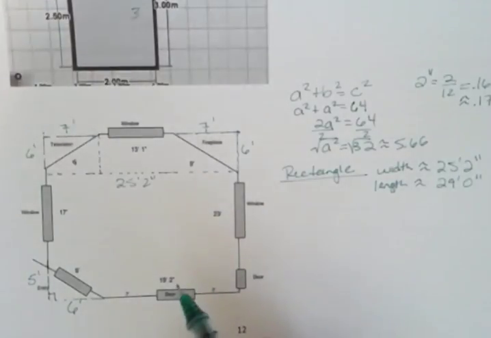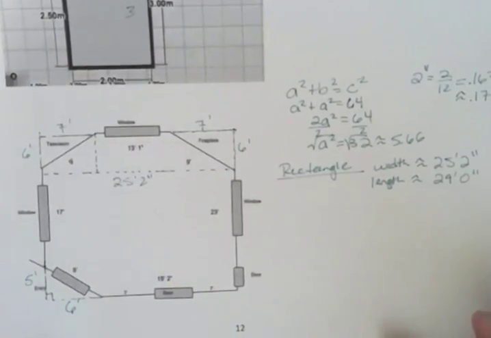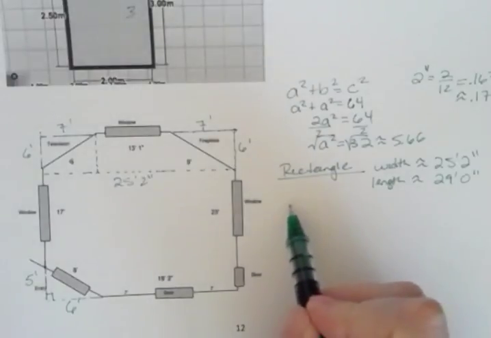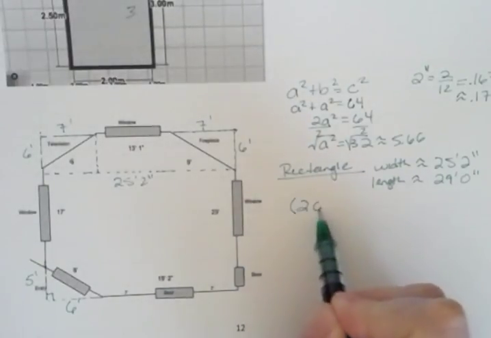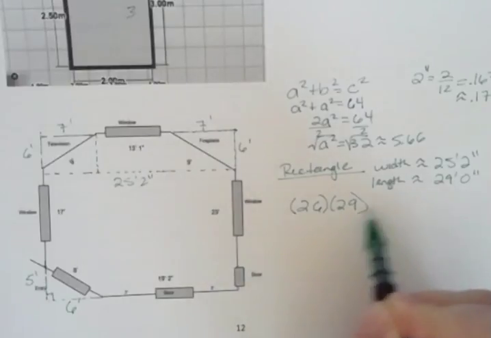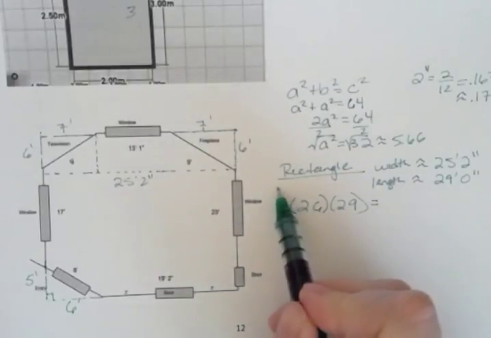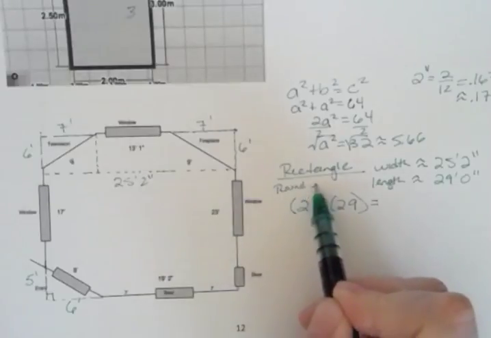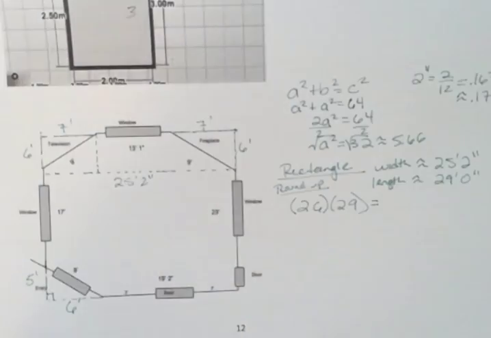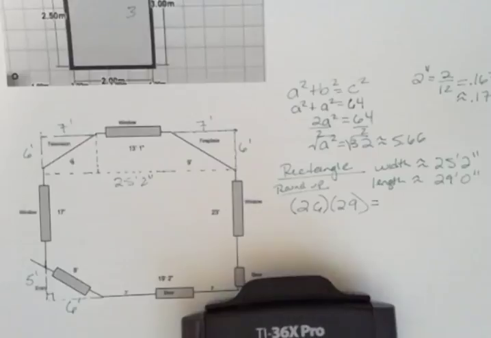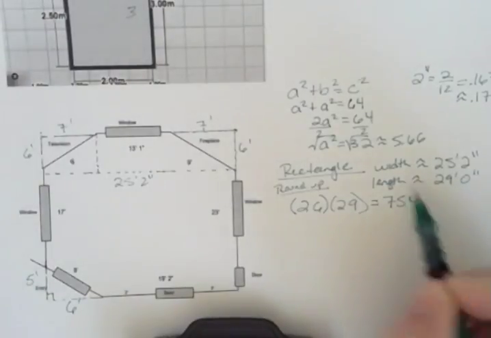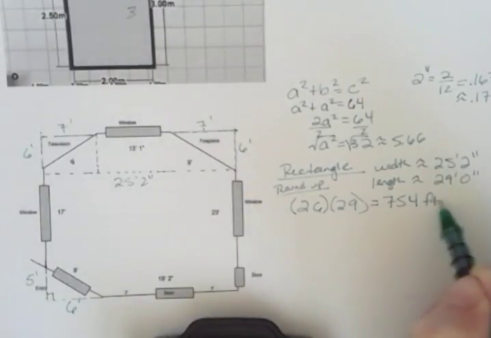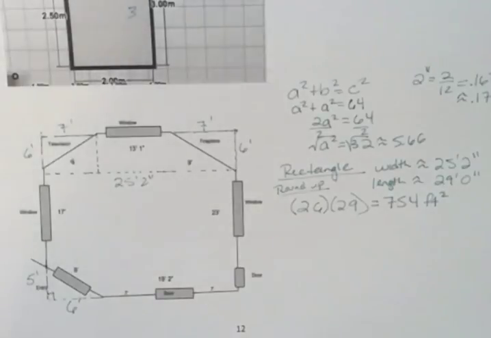So it's like, what am I really going to do here? Am I going to use these exact, and I'm going to decide to go with 26 by 29. And again, I'm doing that because I'm rounding up for safety's sake. So if I do 26 times 29, I get 754, and that is feet squared. Don't do the little 2 tick marks, just use the feet.